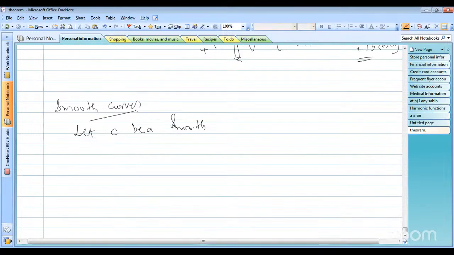Let C be a smooth curve. We know the definition from earlier, that it is represented by a complex function z(t) = x(t) + i y(t), where a ≤ t ≤ b.